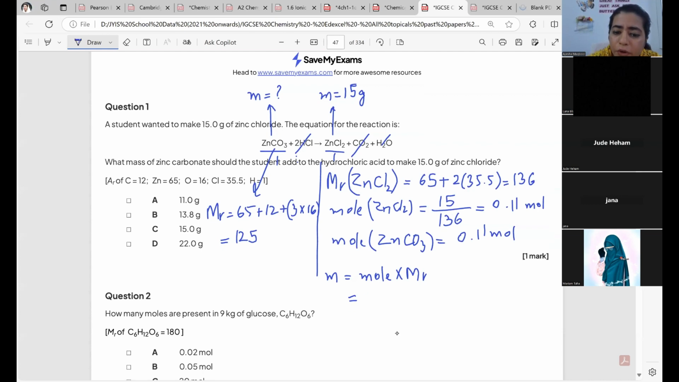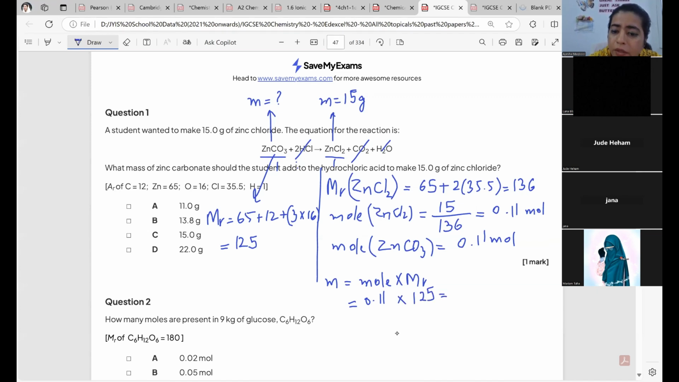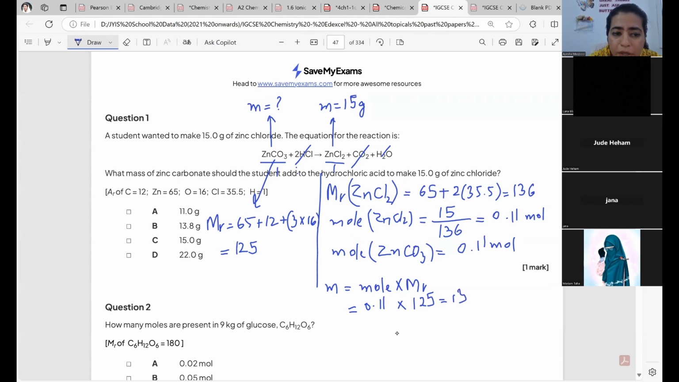So moles are 0.11. 0.11 times 125, which is 13.75. That is approximately 13.8 grams. So you are getting the answer B over here.